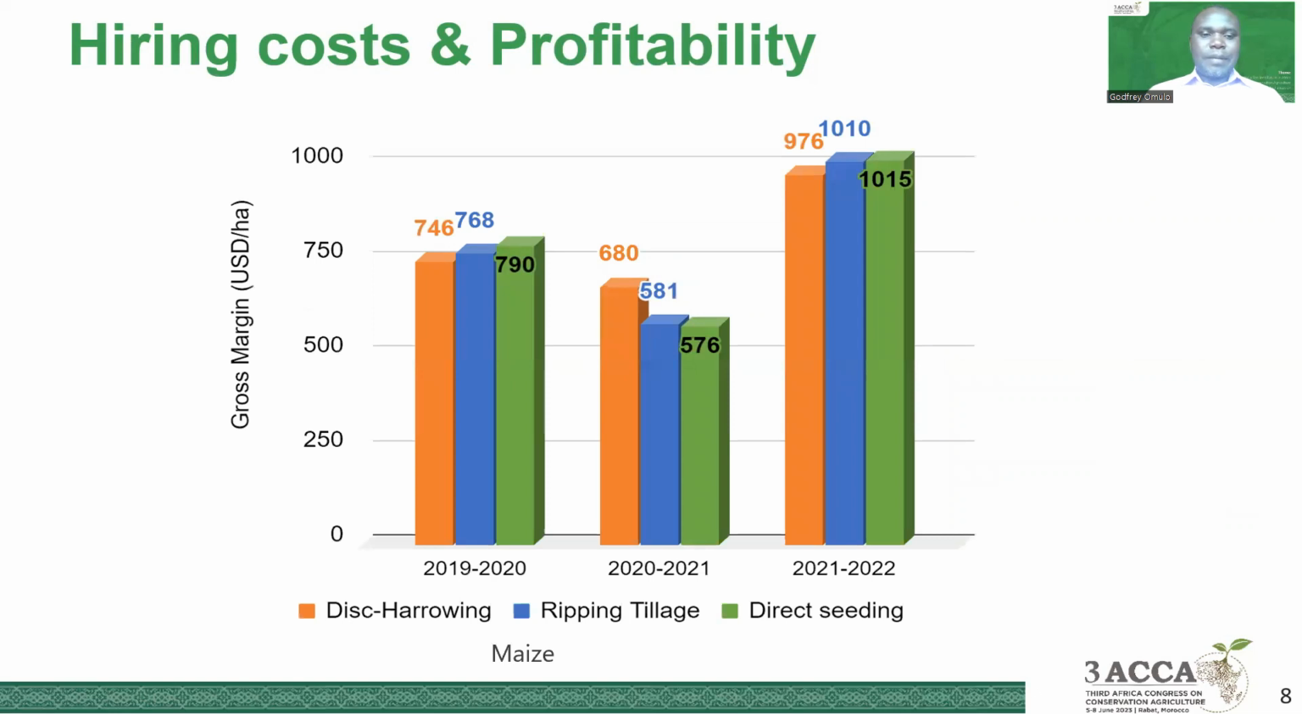In terms of profitability, it's good to see that in the two dry seasons, that's the first and the third seasons, there were generally higher gross margins for the CA treatments compared to disc-harrowing. And this was contributed by the good grain yields in dry seasons.